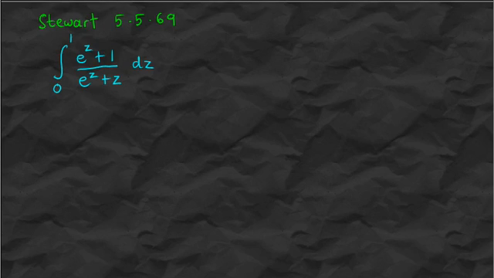Welcome to the second part of the video about substitution method. In the previous video, we discussed how to pick the u, which is the inner of a composition function. Now, how can we deal with an integral where there is no composition function? So, for example, we have the following problem taken from the Stewart book.